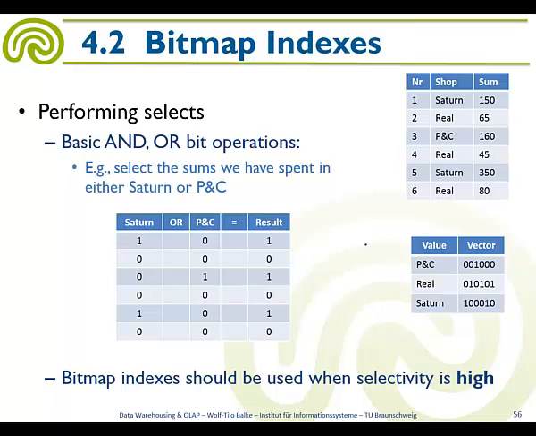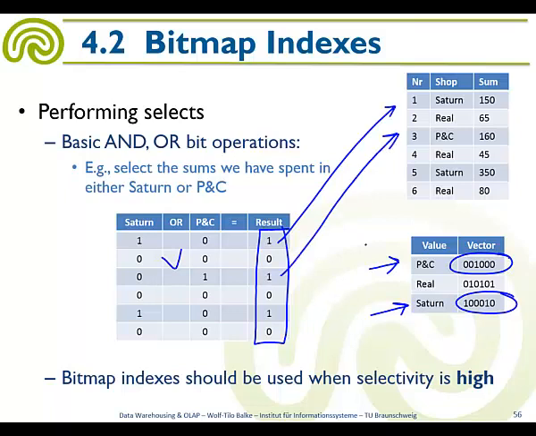And here then is the beauty of the design. When you get a query, you want the sales that are from Saturn and Peek and Kloppenberg. So all you need to do now is get these 2 bit vectors, and you do an OR, which is very easy. And then with the resulting bit vector, you know exactly where you need to go and select from the fact table. So you know you need to go to the first tuple, the third, and the fifth, and then you just do the summation and return the value to the user.